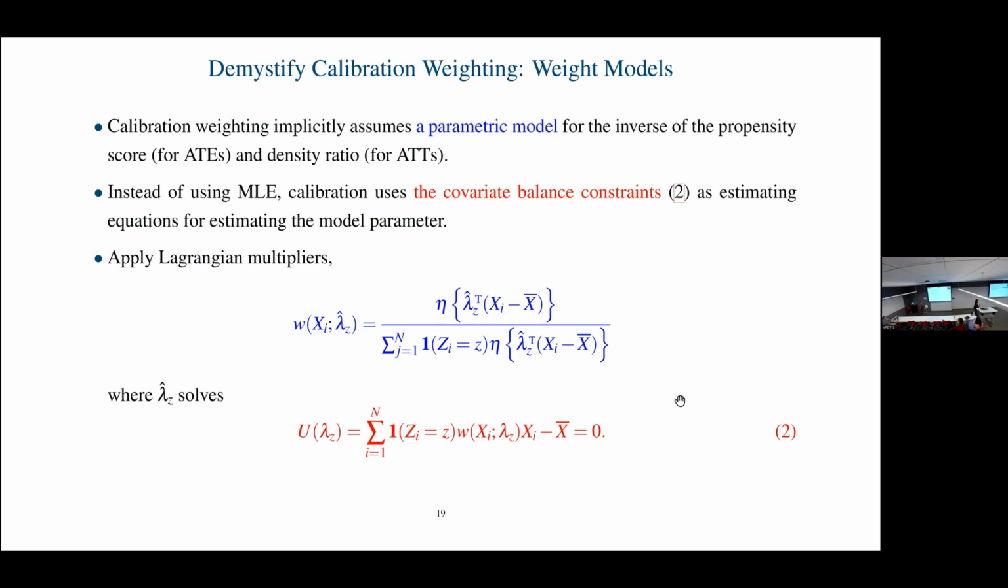So if we look at the dual problem of the optimization, we apply a Lagrange multiplier and we can find the weight solution explicitly here, right? And here eta is a link function, so it is imposing a parametric model for the weight. Okay, and the lambda here is some Lagrange multiplier, but you can also view lambda as the parameters in the parametric model. And then instead of using MLE, the calibration uses the covariate balance constraint to solve for the model parameters. So this can be viewed as a parametric model with estimating equations imposed to estimate the model parameters.